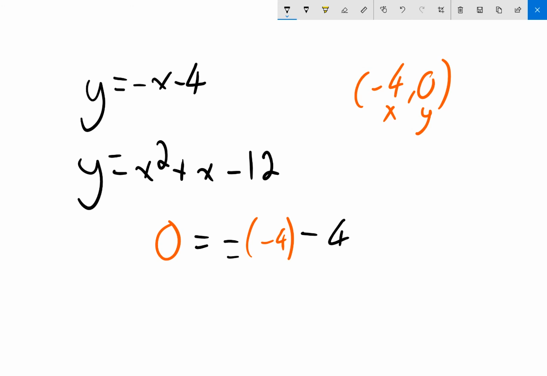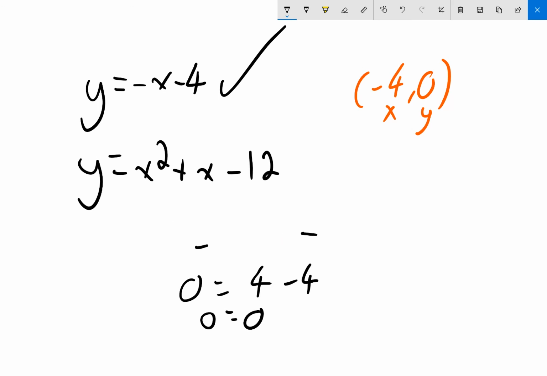So -(-4) will become a +4. So I have 0 equals +4 minus 4. And 4 minus 4 is indeed 0. So as far as the first equation goes, that point, that x and y, fits in that first equation. Now let's see if it fits in the second equation.